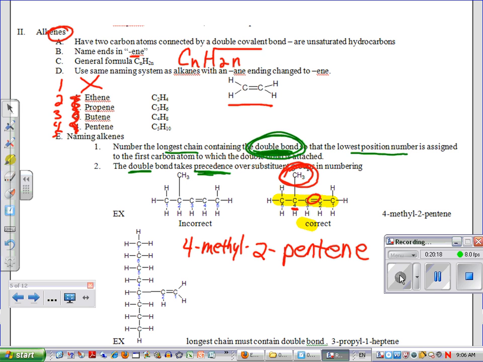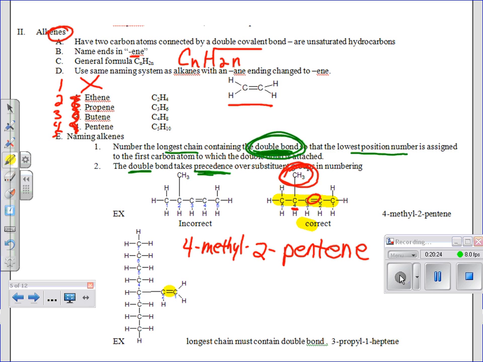Okay, so next example, we look for our longest chain of carbons. Notice that you've got your double bond right there. That has to be part of your longest chain. Even if you can make a longer chain without that guy, you have to make your long chain with that double bond because it's the only way to do it. That has to be part of your ene, your alkene.